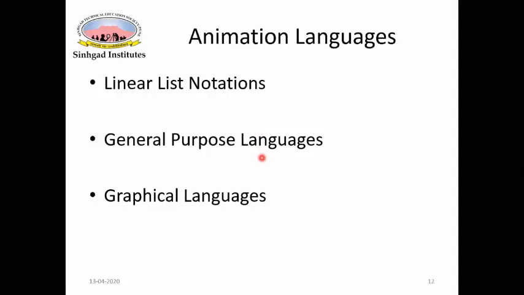In linear notations, each event in the animation is described by a starting and ending frame number and an action that is to take place. A typical statement will be 20, 40, 60 frames. Means between frames 20 to 40, rotate the object about its axis by 1 to 60 degrees, determining the amount of rotation at each frame. So that is all about linear list notations.